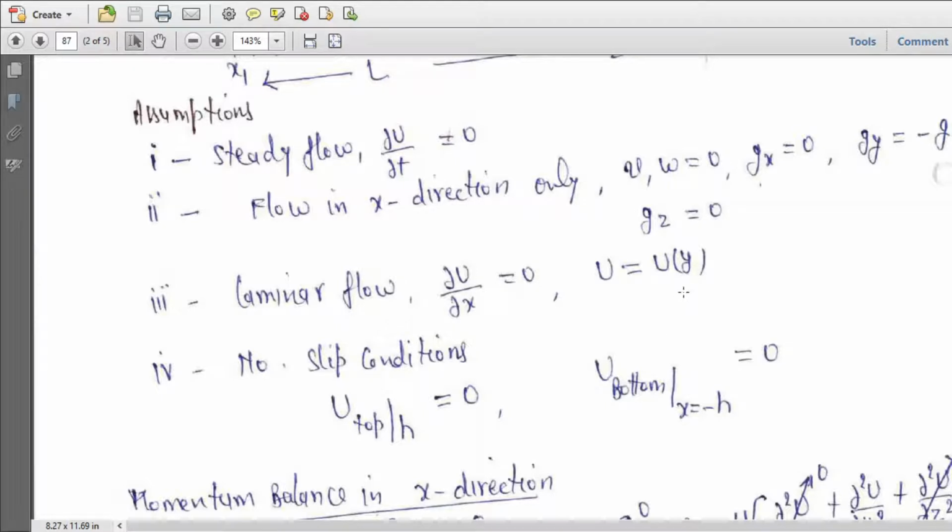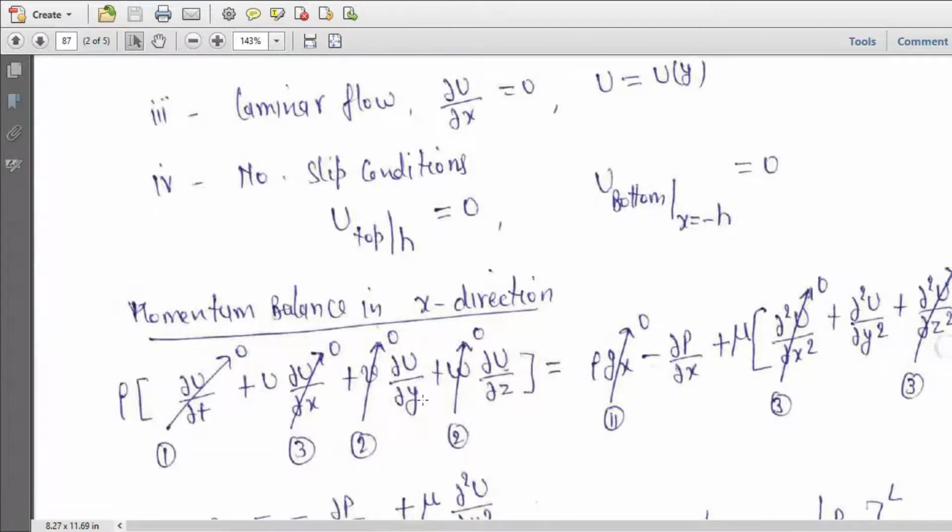u is not a function of z also, because the magnitude of z is much larger than y. Therefore the del u upon del y term would always be significantly higher than del u upon del z. Then you have the no slip conditions at y equal to h and y equal to minus h, where u equals 0. So these are the no slip conditions at the top and bottom plates.